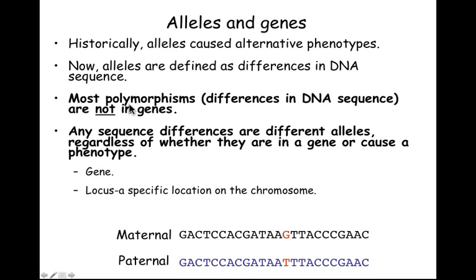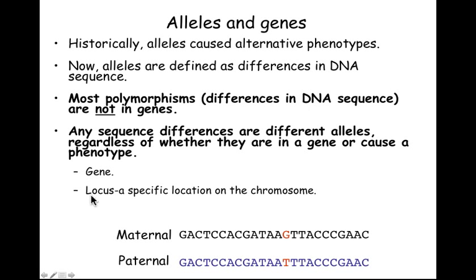Most polymorphisms, or differences in DNA sequences, actually don't occur in genes. Not surprisingly, the sequences outside of the genes are often the most flexible in terms of being able to be changed without any significant penalty to the organism. So any sequence differences can be called different alleles, regardless of whether they're in a gene or whether they cause a phenotype.